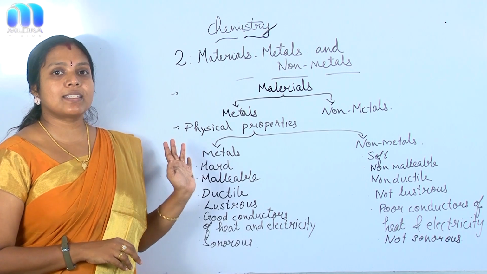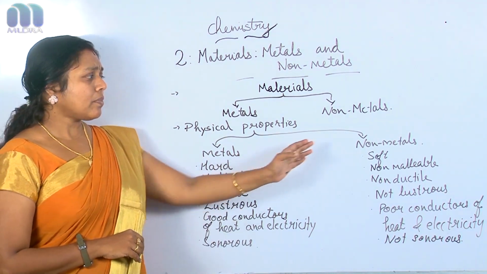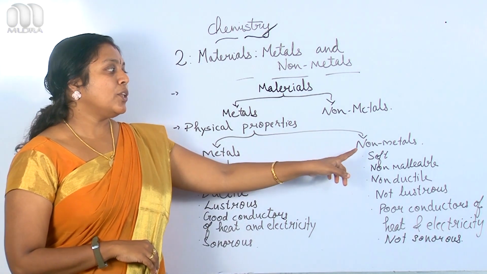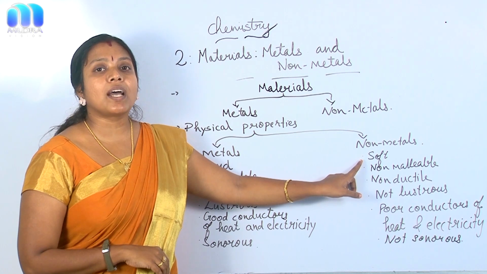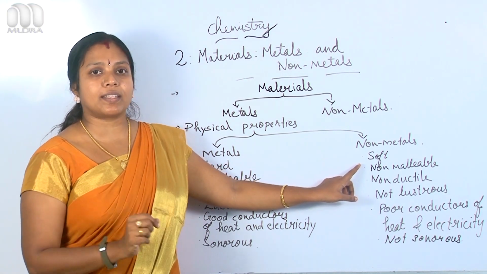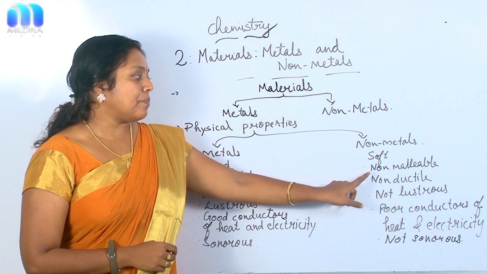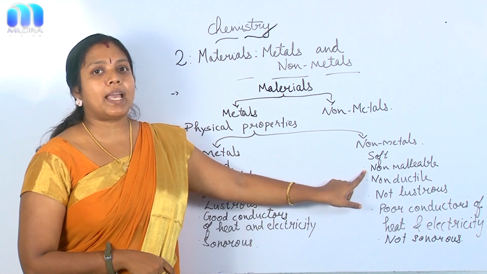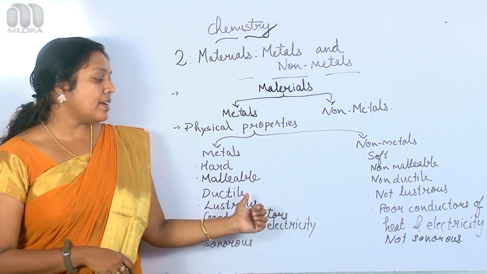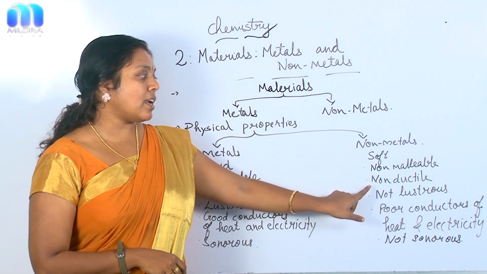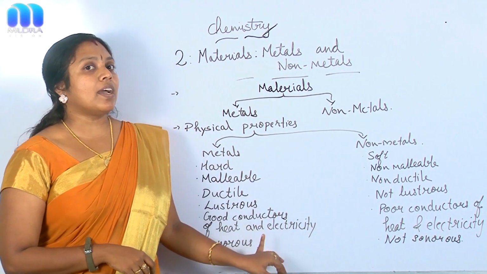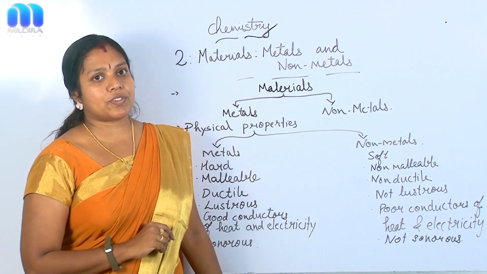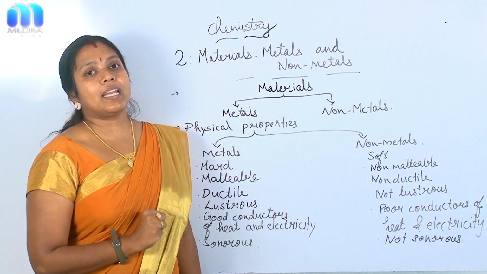On the other hand, non-metals are just the opposite of metals. Metals are hard in nature mostly, but non-metals are soft in nature. Some exceptions are there that I will explain. Then metals are malleable, but non-metals are non-malleable. Metals are ductile, whereas non-metals are non-ductile. Metals are lustrous in nature, but non-metals are not lustrous. They have a dull appearance.